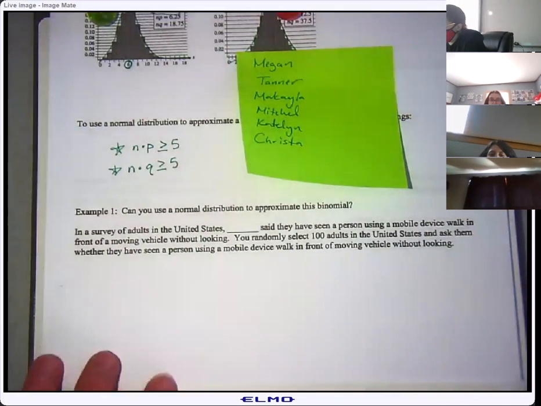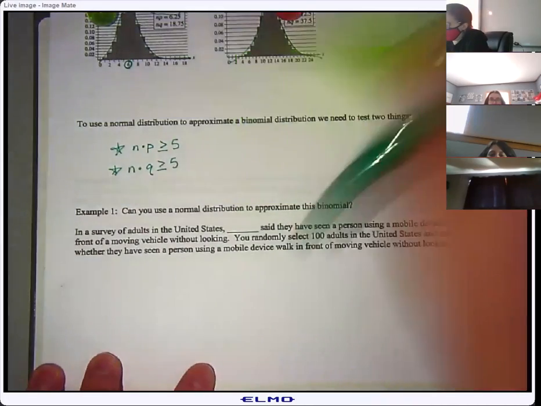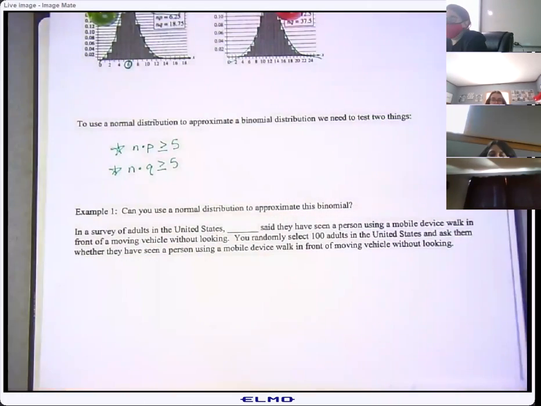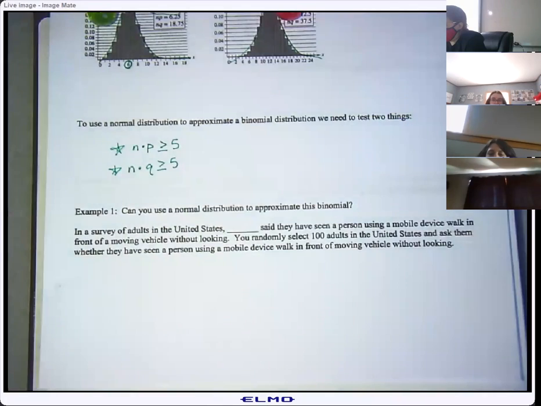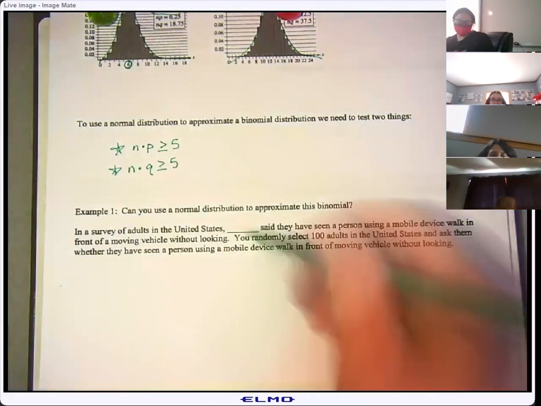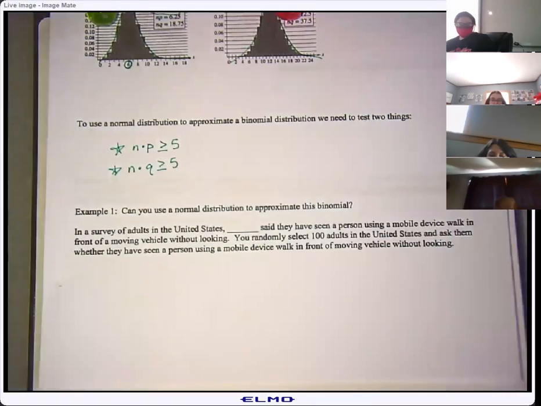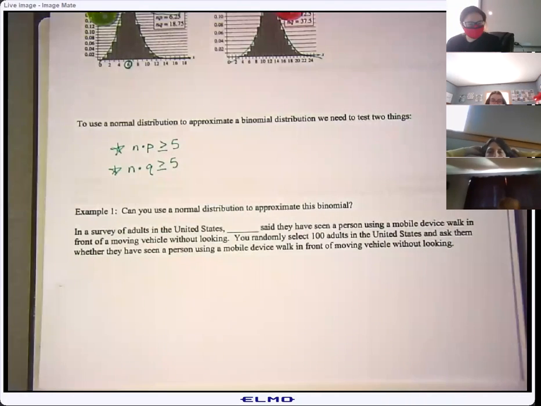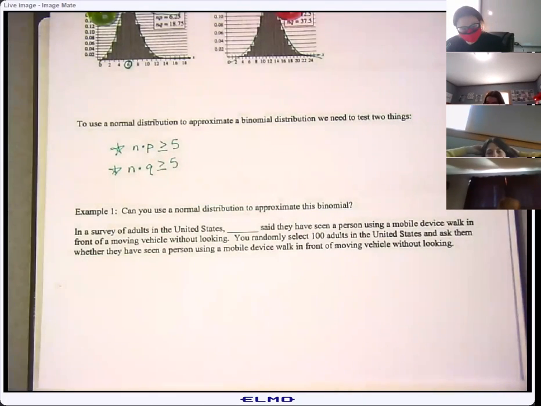Okay, so in a survey of adults in the United States, a certain number of people have said that they've seen a person using a mobile device walk in front of a moving vehicle without looking, or, you know, not get hit, but almost get hit. You randomly select 100 adults in the United States and ask them whether they've seen this. So we're looking for a percentage here. What percent do you guys think say that they have seen it?